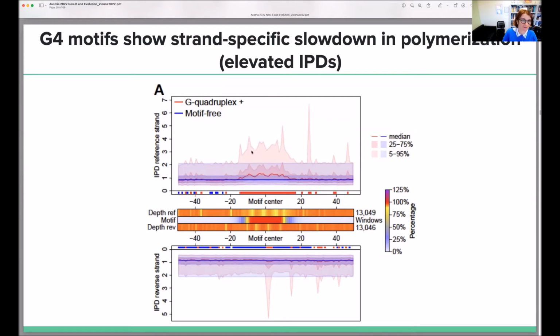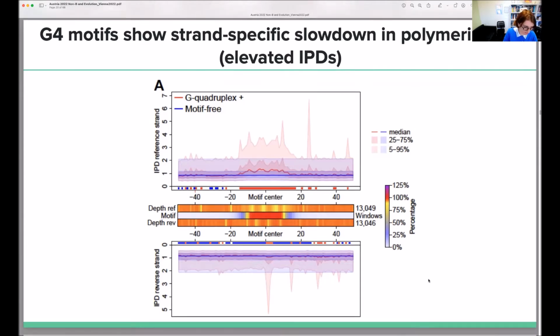In fact, the timing of incorporation for G quadruplexes, when it's used as a template, is slower. So polymerase slows down when it goes through a G quadruplex. It's not something that we observe on the other strand. There is some noise, but we don't have this nice and consistent pattern. So if there is a row of C's on the other strand, we don't see the polymerization slow down.